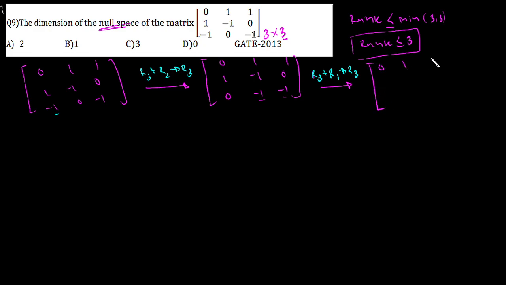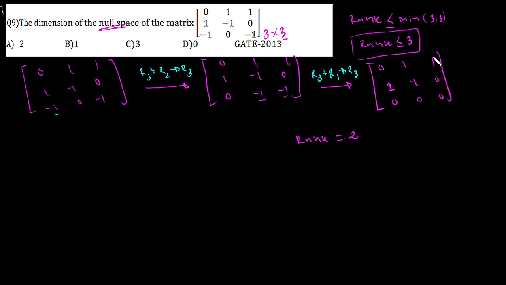This first row remains as it is, the second also remains as it is, 1 -1 0, and this third one will be 0 0 0, because they are going to cancel with this plus 1 from this one. So now one can say the number of linearly independent rows or columns in this particular matrix is 2. So rank is 2 in this case.